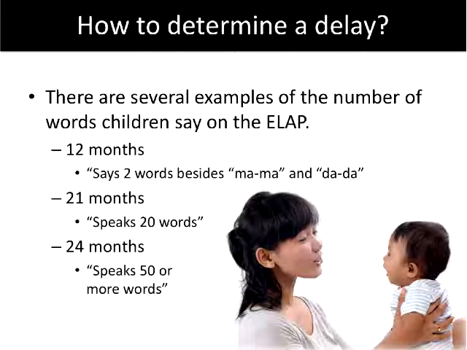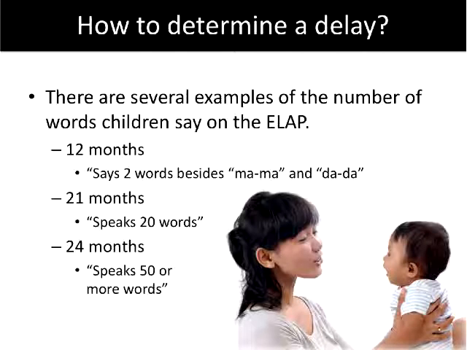Yeah, so the ELAP is a relatively short skills checklist for 7 areas of development, widely used in early intervention practices across the country. It's pretty widely used in Arlington, and I'm pulling the only 3 examples on the ELAP that show us how many words a child should say at 3 different ages. So at 12 months, the ELAP says the child says 2 words besides mama and dada. At 21 months, one of the skills is that the child speaks 20 words, and at 24 months, the skill is that the child speaks 50 or more words. So you can start comparing that to my chart on the previous page.